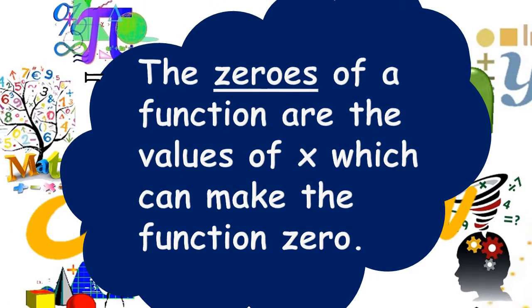The zeros of a function are the values of x which can make the function 0. The zeros are also the x-intercepts of the graph of the function.